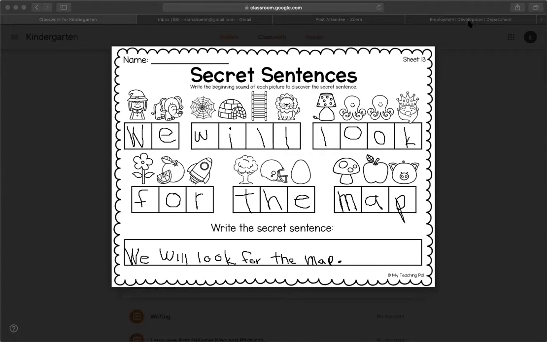Landon, can you go ahead and read the sentence for us? We will look for the map. Good job. And you ended your sentence with a period? Good job. So remember, when we are writing, we have to remember that we give enough space between each word.